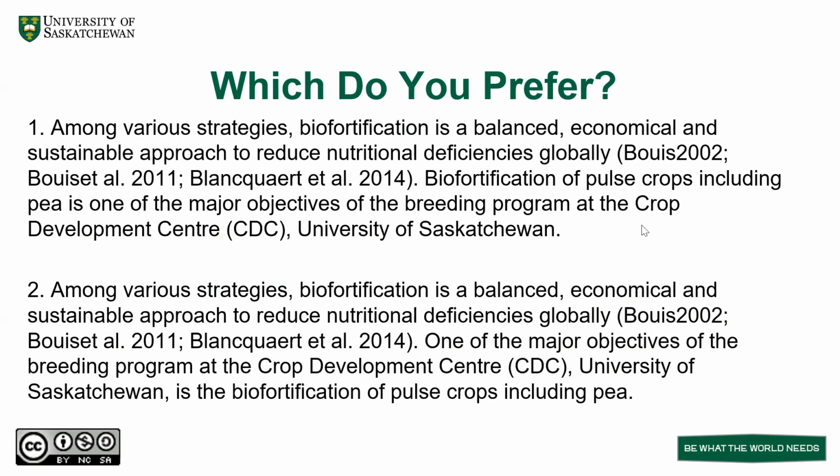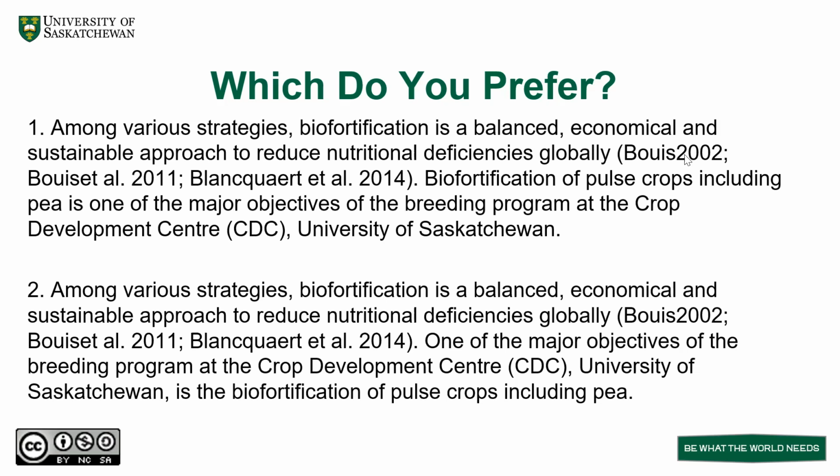All right, let's look at some more writing. So again, we'll look at sample 1, sample 2, and then ask you to comment on the one that you prefer as a reader. All right, so our first sample reads as follows. Among various strategies, biofortification is a balanced, economical, and sustainable approach to reduce nutritional deficiencies globally. Biofortification of pulse crops, including pea, is one of the major objectives of the breeding program at the Crop Development Center, University of Saskatchewan. Sample 2.